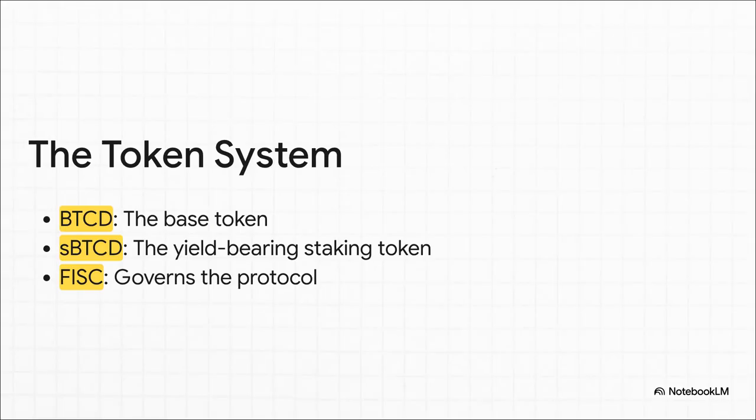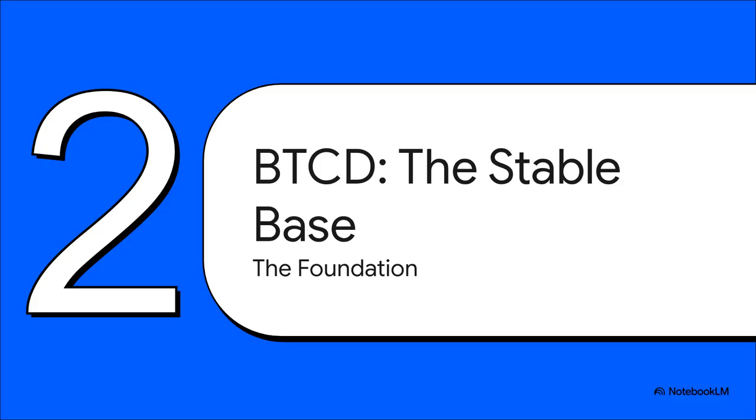Now, just to be thorough, there are actually 3 tokens in this whole ecosystem. You've got BTCD, the base token, sBTCD, the staking token, and then Fisk for governance. But for this explainer, we're really just going to focus on the core relationship between the first 2. Okay, let's start with the foundation of the whole thing, BTCD. You can think of this as the main asset, right? It's the entry point into the system, the thing you'll actually mint and hold in your wallet.